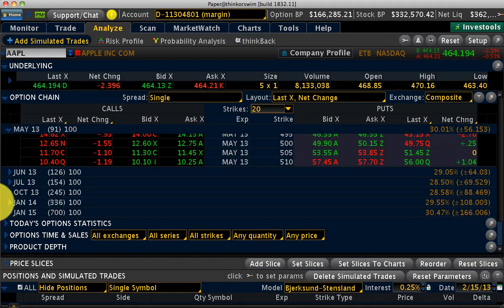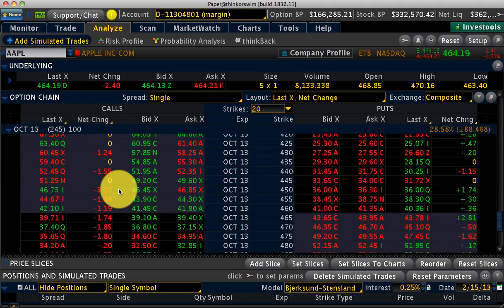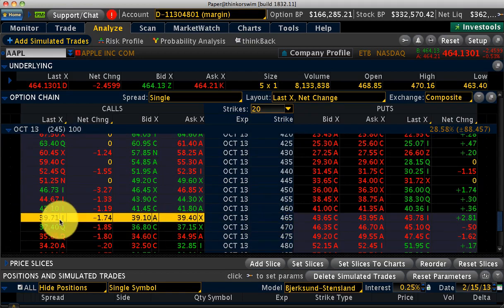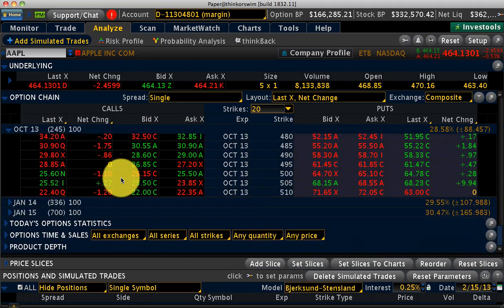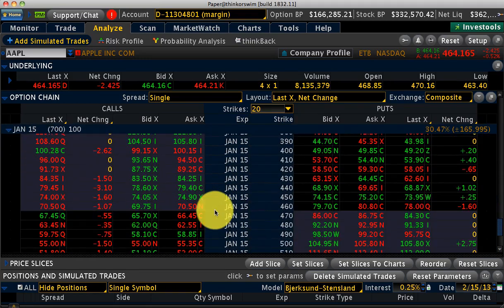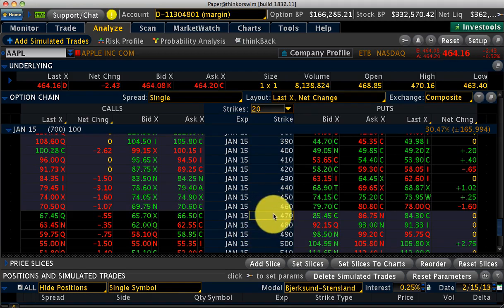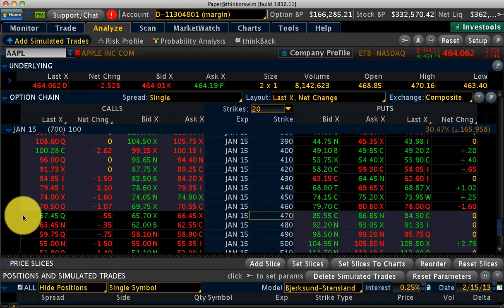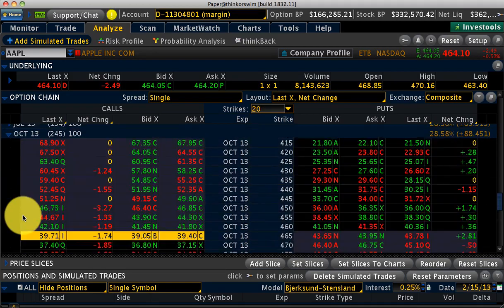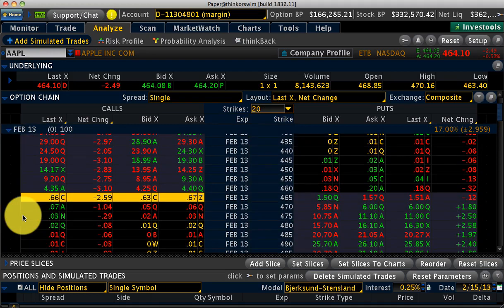For example, if you go into October 2013, you can see the 465 call is going to have almost $40 in value. And if you want to go even further, let's go to Jan 2015, which is almost 2 years away. They don't have a 465, but let's look at a 470. It's $67. In 2 years, it's going to lose all this value and come to zero. The only value it will retain is its intrinsic value. If it has any intrinsic value, it's going to retain that.